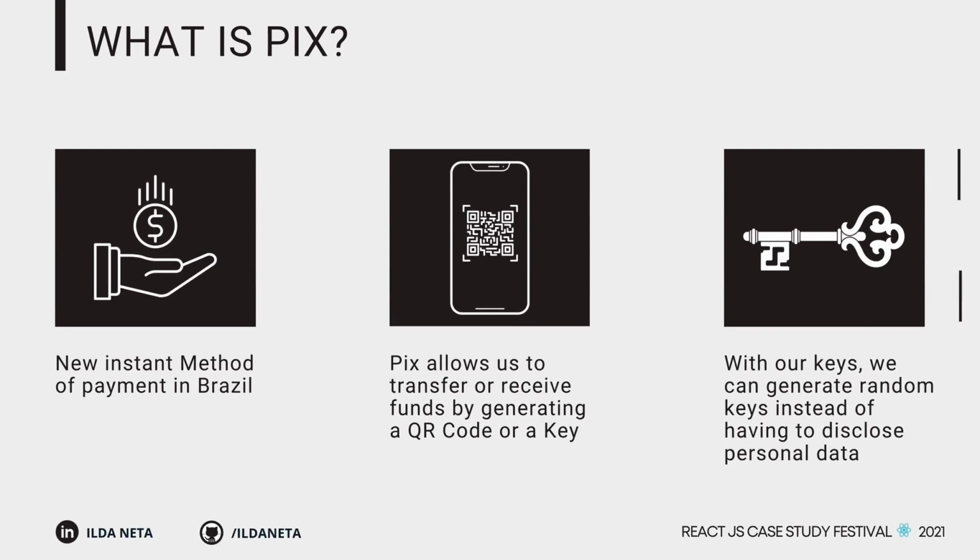And to start, what is Pix? Pix is a new instant method of payment in Brazil. Pix allows us to transfer or receive funds by generating a QR code or a key. And with our keys, we can generate random keys instead of having to disclose personal data. This was a little introduction about Pix, and now let's understand more about our project.